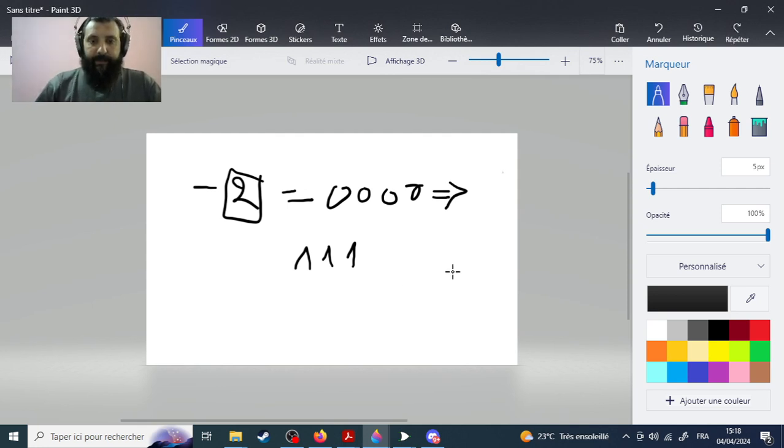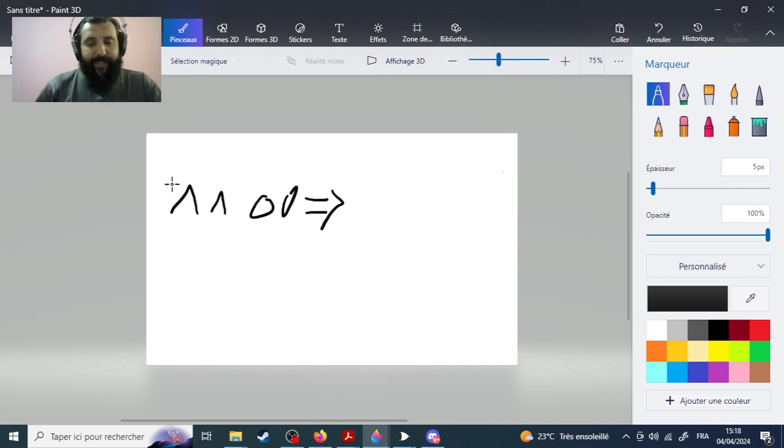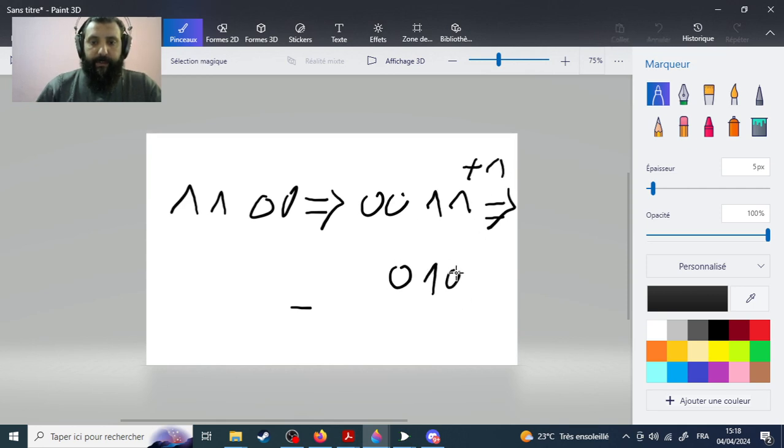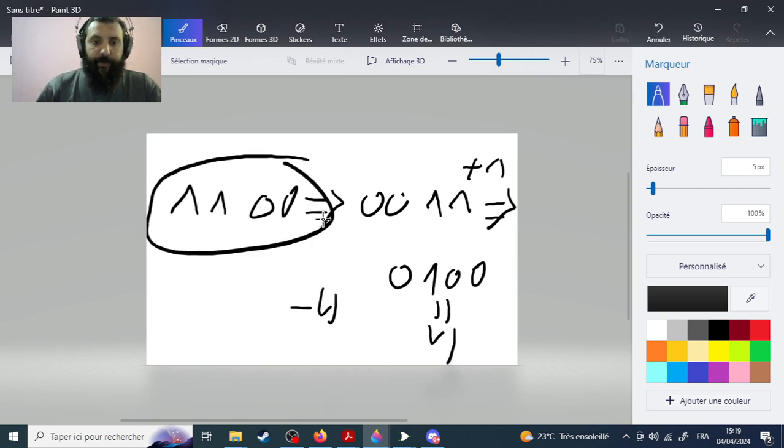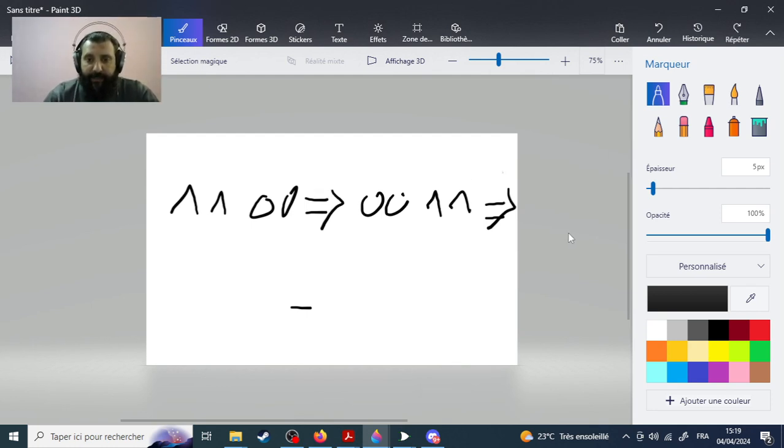On the contrary, if you have a binary value and you are sure it's a negative value, you have to do the same process. You have to reverse and add one to this. This value is 4, which means that this is minus 4. It represents minus 4. Okay, now you have to give me the value of this.